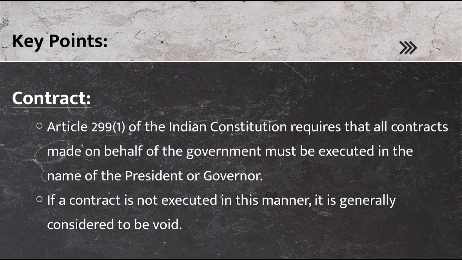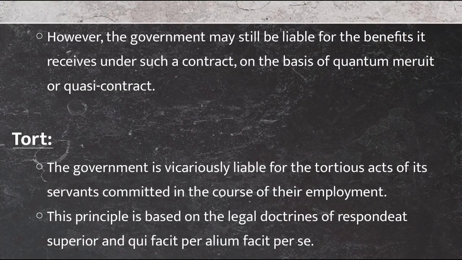Key points. Contract. Article 299(1) of the Indian Constitution requires that all contracts made on behalf of the government must be executed in the name of the President or Governor. If a contract is not executed in this manner, it is generally considered to be void. However, the government may still be liable for the benefits it receives under such a contract, on the basis of quantum meruit or quasi-contract.